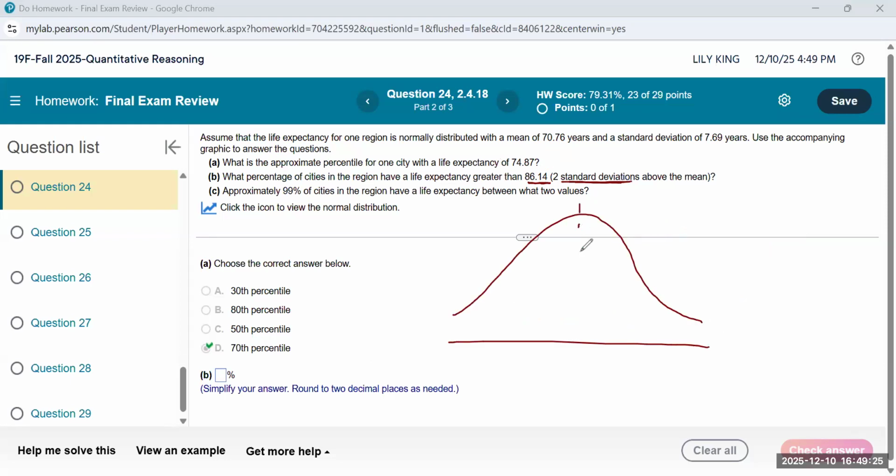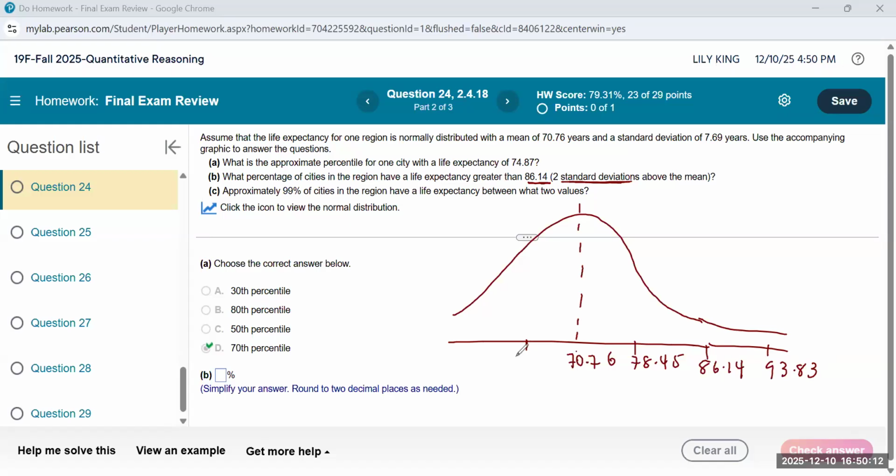So I'm going to draw my bell-shaped curve with my mean at the center, which is 70.76. For 1 deviation above the mean, you keep adding the deviation every step along the way. So 70.76 plus 7.69 gives you 78.45. For 2 deviations above the mean, you add 7.69 to 78.45, which is 86.14. And for 3 deviations, I add 7.69 to 86.14, which is 93.83. And on the left side, I'm going to subtract the deviation every step along the way.